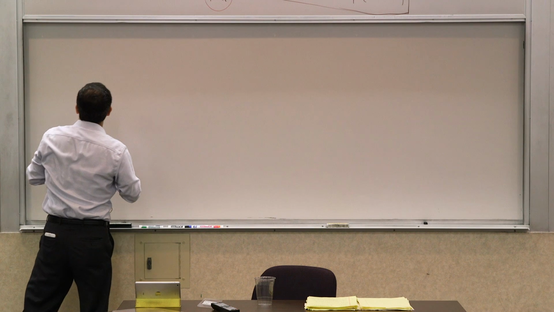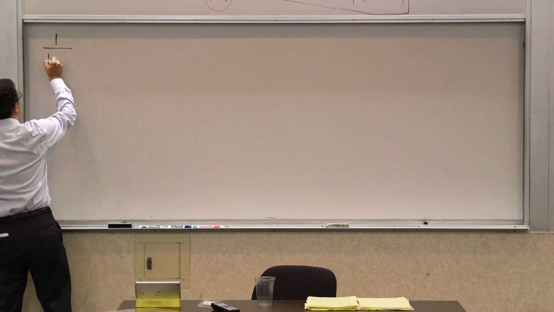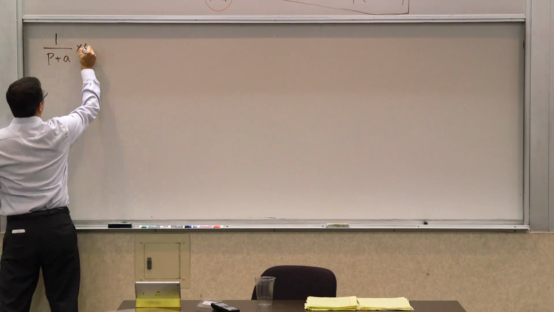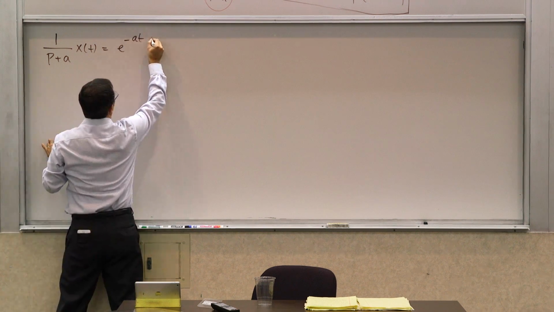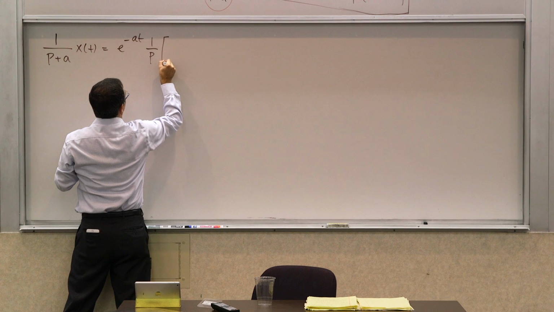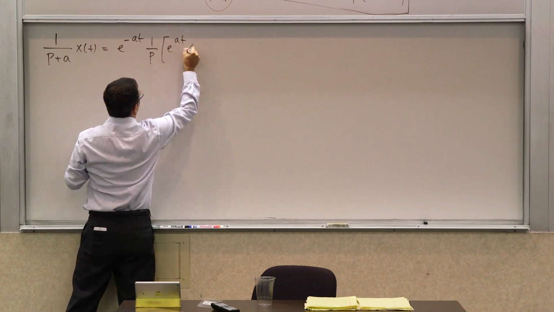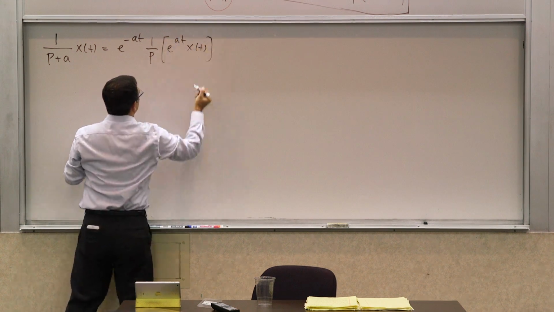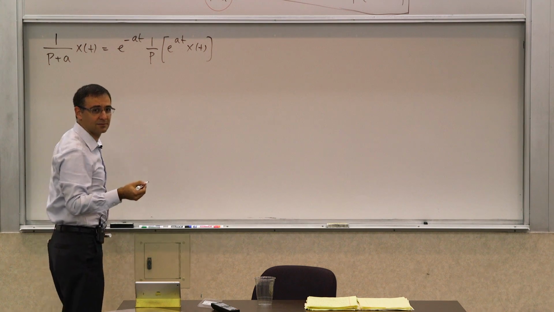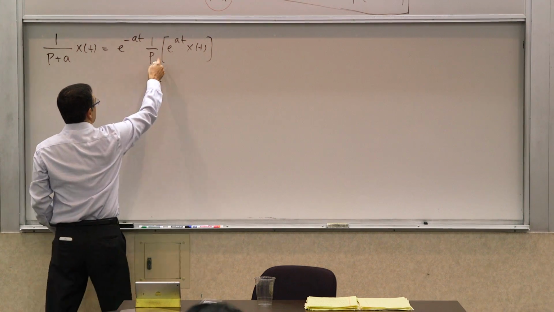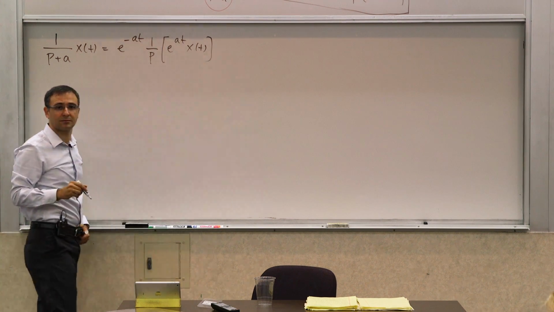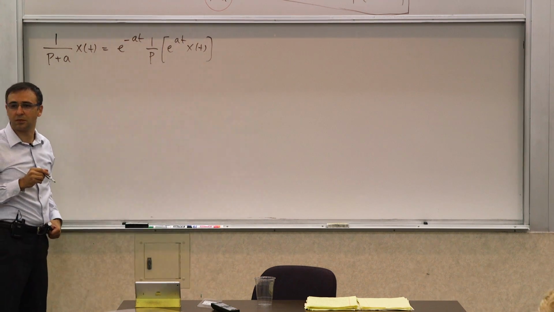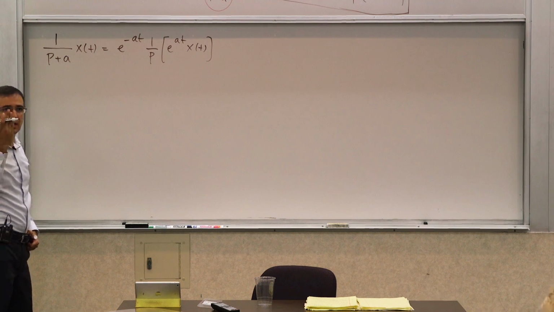So our first-order low pass operator is e to the negative at times 1 over p times e to the at times x of t. You can also write this as an integral if that makes you feel better. You can replace this with the integral from negative infinity to t of this dt. Same thing, right? Everyone's good with this?